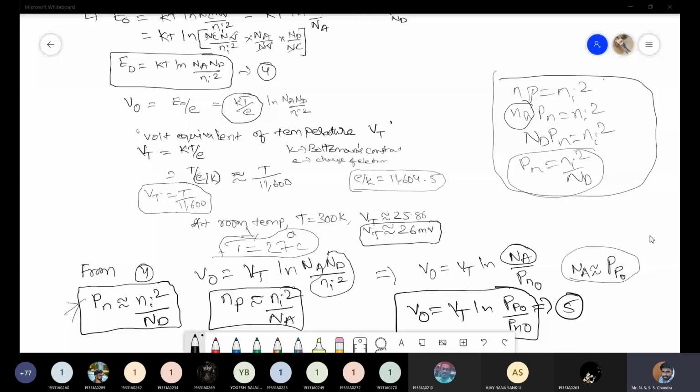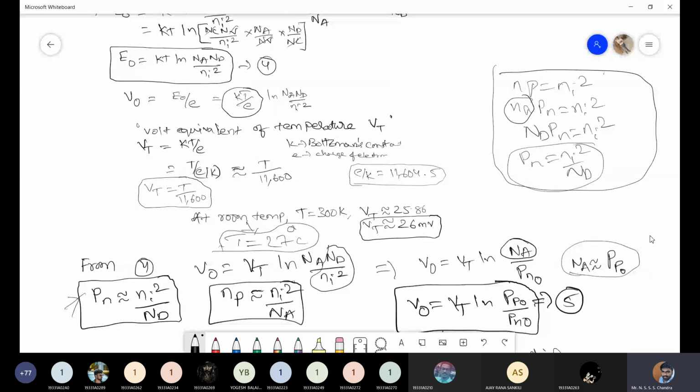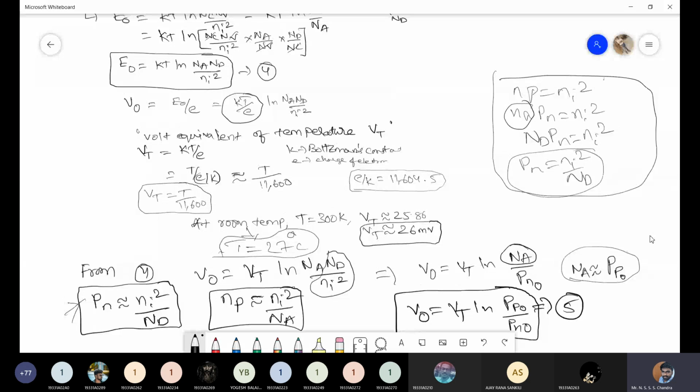At volt equivalent temperature, what happened to Na Nd by ni square? No, no, no. It will be there. I'm only just rewriting. It's as if we have a long expression kT by e. Instead of kT by e, I'm considering that expression as Vt. Still, in the final expression, besides the Vt, you still have your log (Na Nd by ni square). I'm only representing this term.